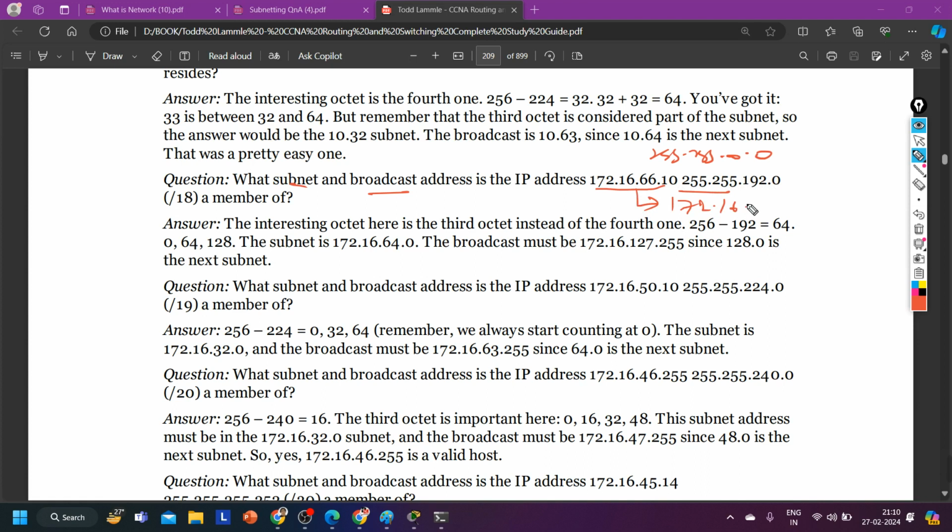172.16.64.0. Yes. The interesting octet, where the last bit is present, is the third octet.